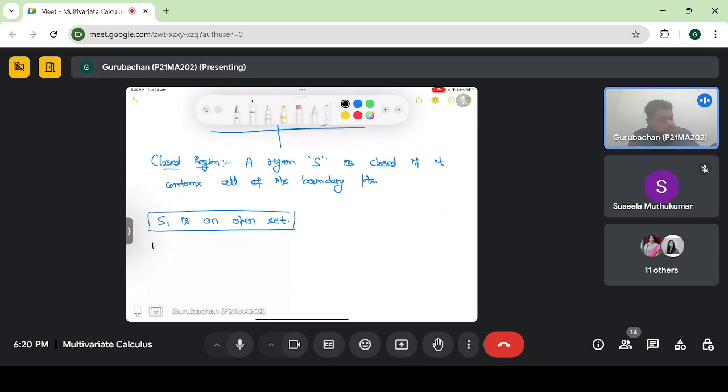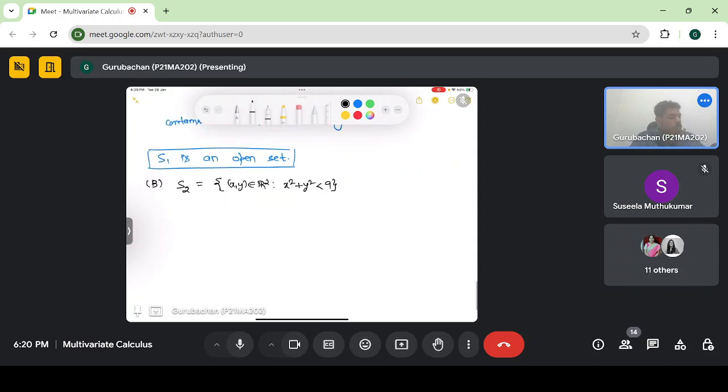Now let me define another set, S2, which is the collection of all those tuples of R square such that x square plus y square is less than 9. I would prefer you just try for 5 minutes. Then let me know whether it is an open set or a closed set. Then I will let you know the correct answer. Please try.